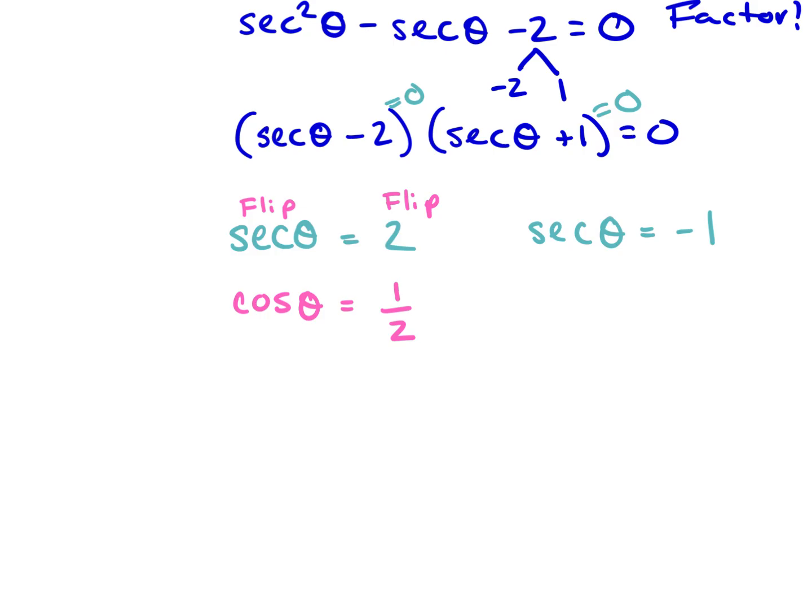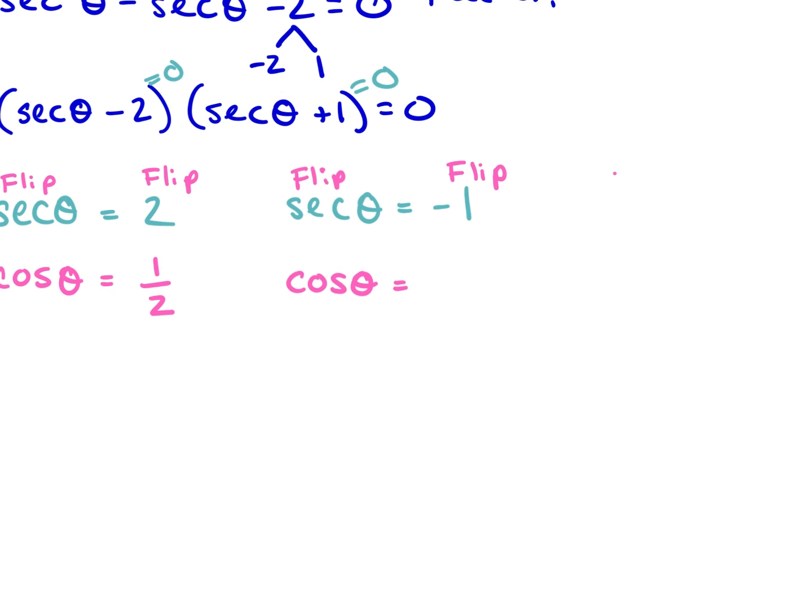We'll do the same thing with the secant here in our second equation. If I flip secant to be cosine, awesome, it would stay as negative 1. Because negative 1 would be like negative 1 over 1. When we flip it, it would be 1 over negative 1, which is what? Negative 1. So it really just stays the same. So you have to flip both sides.